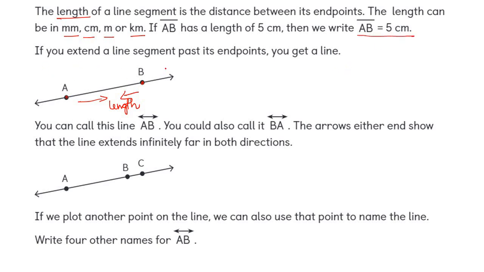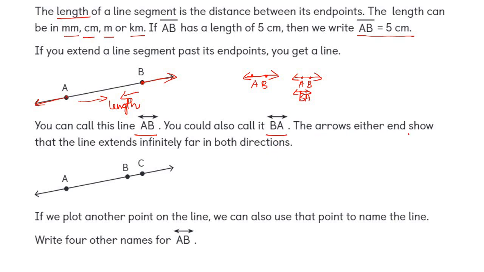If you extend a line segment past its end points, you get a line. If you extend in this way on both sides, you get a line. You can call this line AB. If we extend the line segment AB on both sides, it is called a line. And you can also call it line BA. It is also called line AB and it is also called line BA.